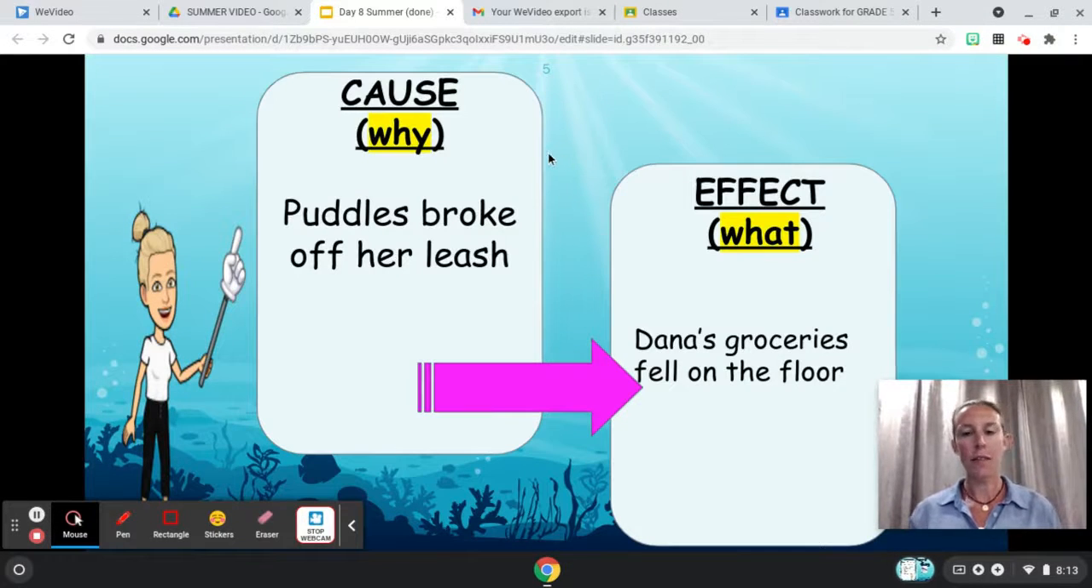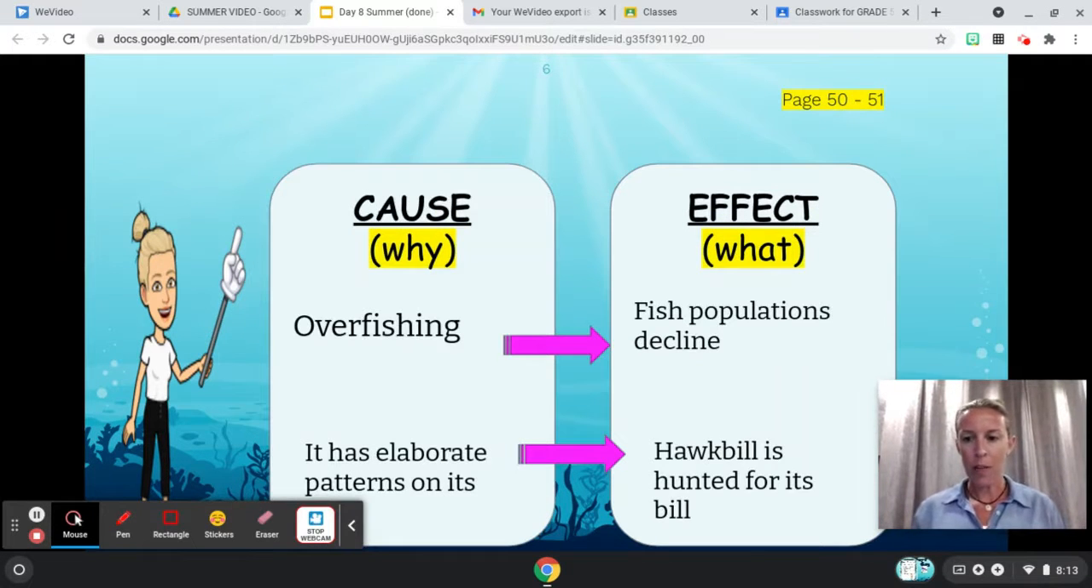Let's look at the cause and effect of that video. What happened? Dana's groceries fell on the floor. Why did it happen? Because Puddles broke off of her leash. We are now going to read pages 50 and 51, and we are going to identify why something happened and what caused that to happen.